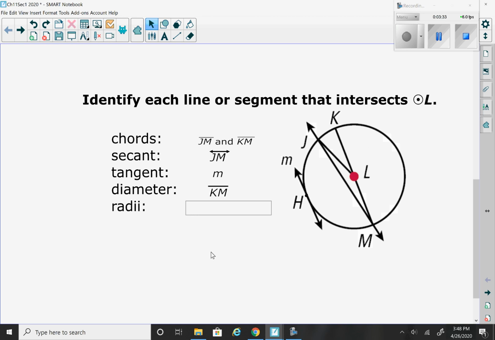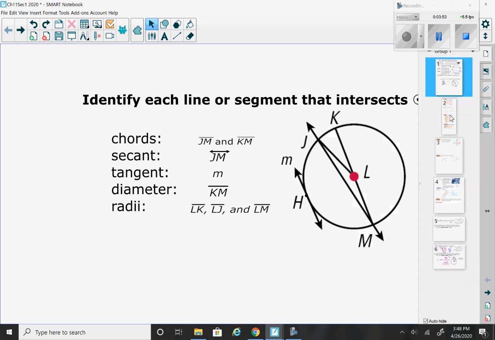Radii, what radii do you see in the picture? I see 3 radii. I see LK, LJ, and LM. All 3 of those are radii. They go from the center to the edge of the circle. So again, make sure that you're familiar with all of these terms and their representation in circles.